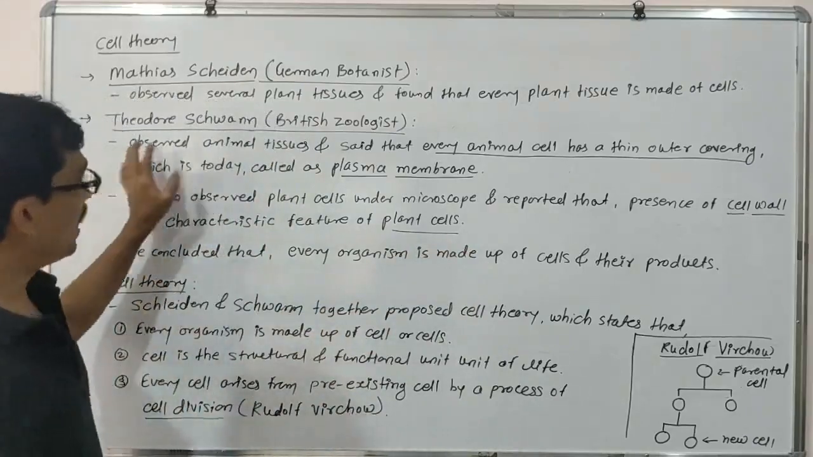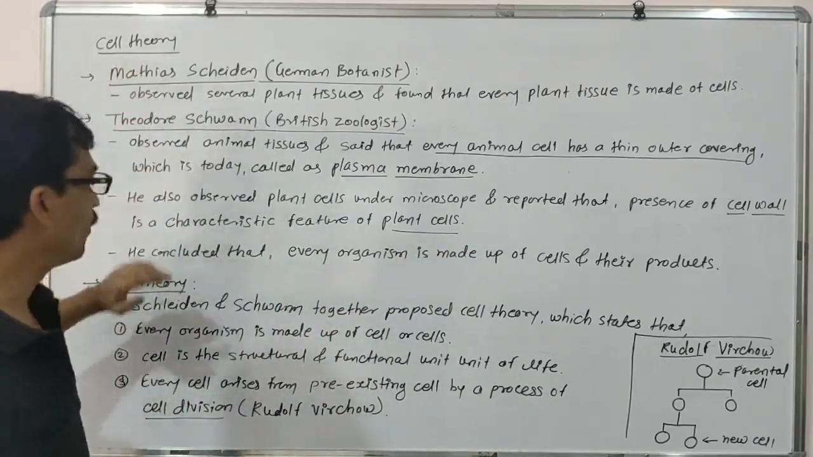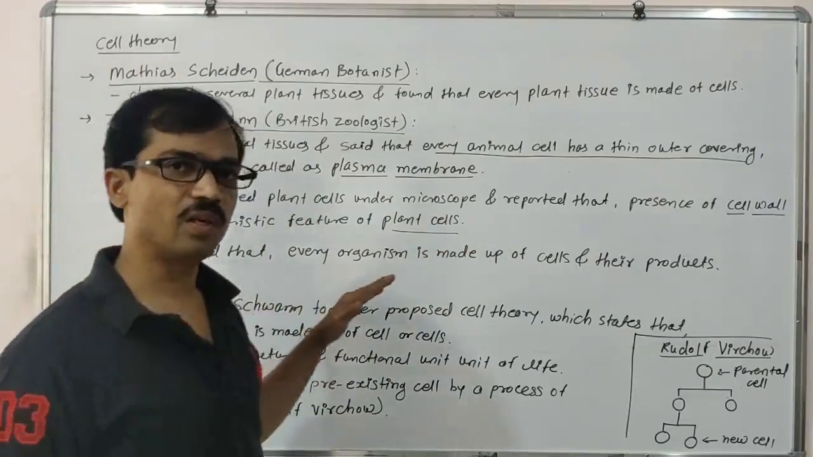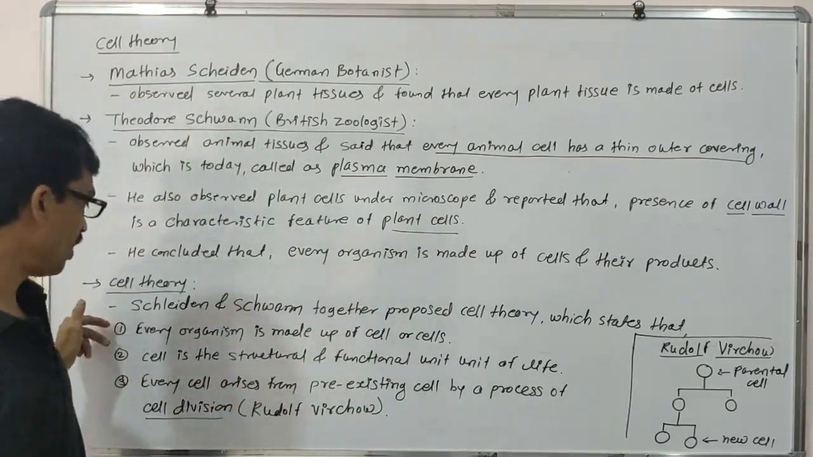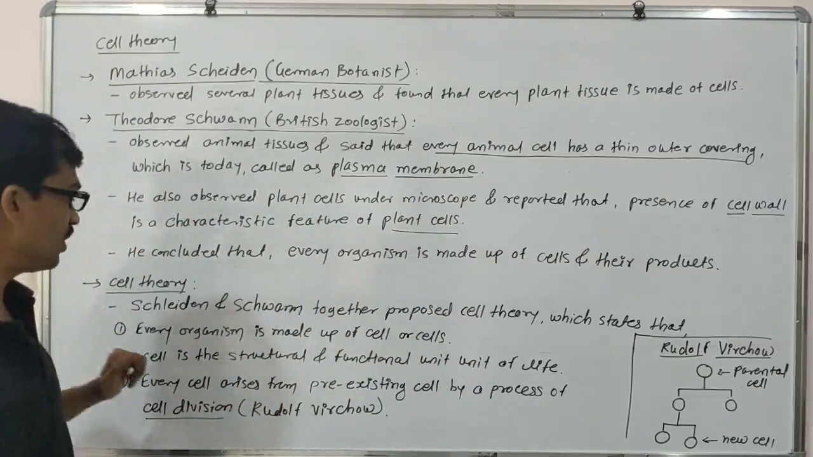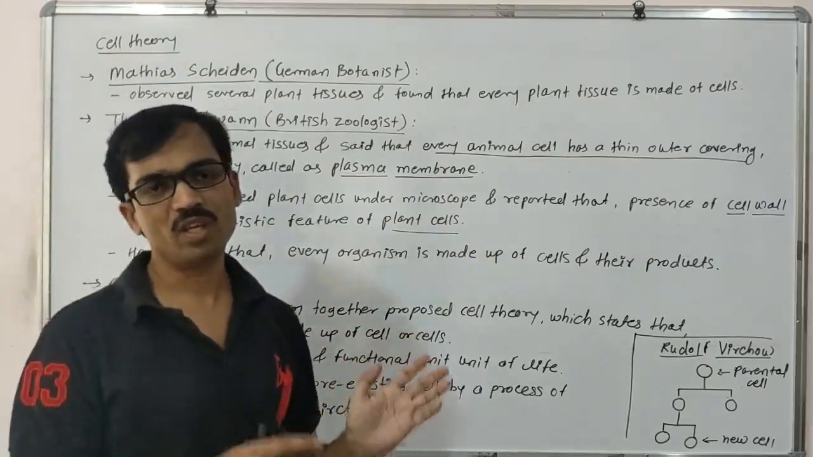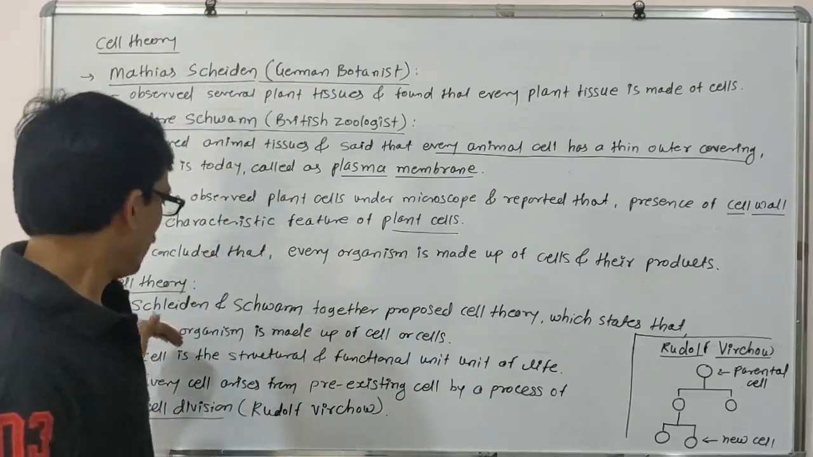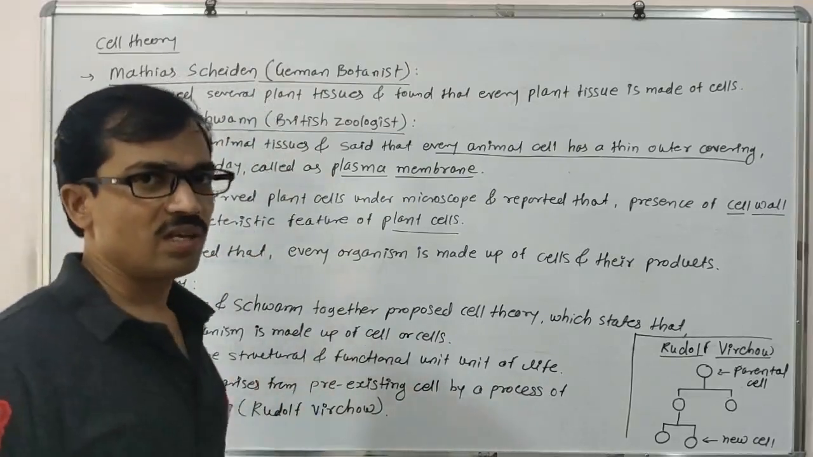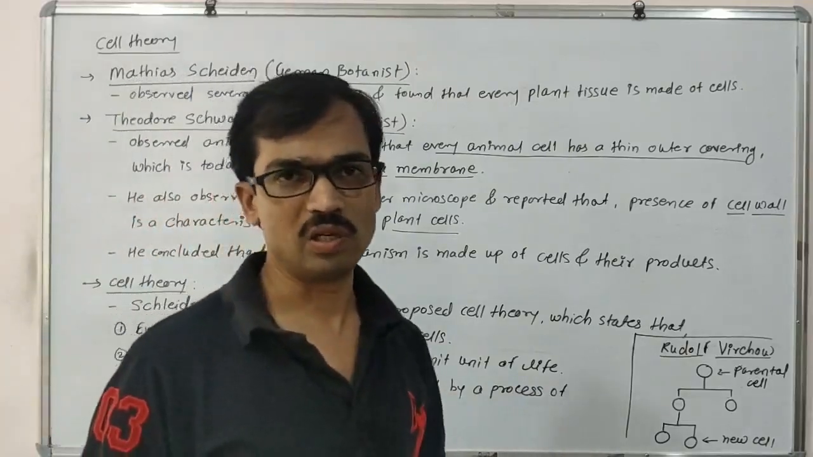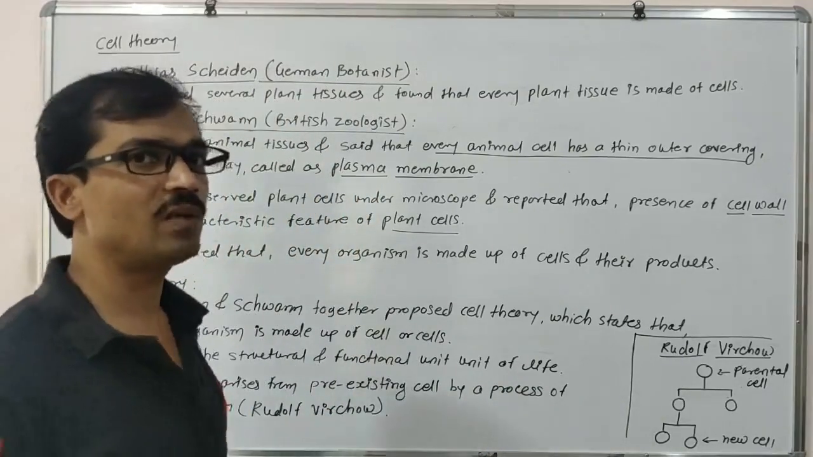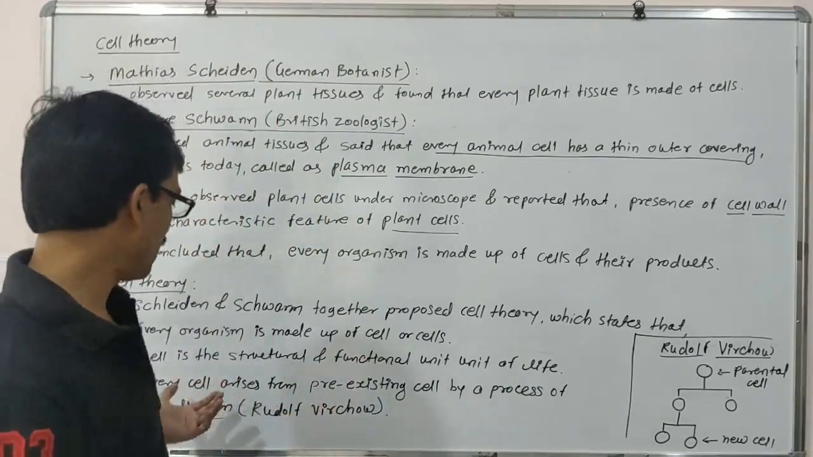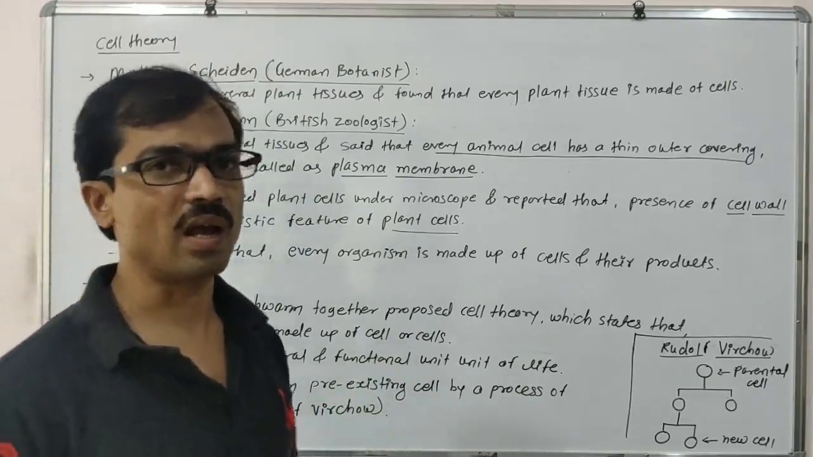Now Schleiden and Schwann came together and proposed the cell theory, and their cell theory included only two statements. The first statement was that every organism is made up of cells, and the other statement was that the cells are the structural and functional unit of life. But their cell theory could not explain how new cells arise.